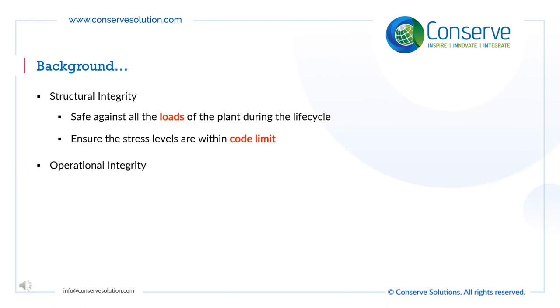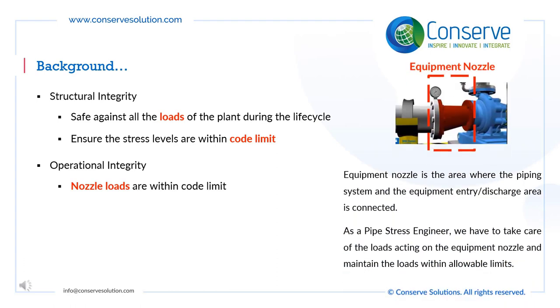Next comes operational integrity. Before getting into operational integrity, let us understand the term nozzle load. Piping system consists of many components such as pipes, pipe fittings, and equipment like pumps, heat exchangers, boilers, compressors, etc. Equipment nozzle connects the piping system and the entry or exit of the equipment. It is essential to ensure that the load and the stress on the nozzle is within the limit. Excess load or stress in nozzle will result in leakage of the working fluid.